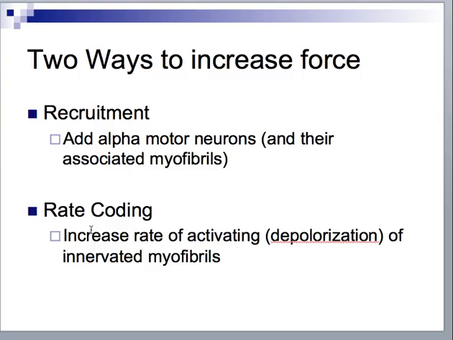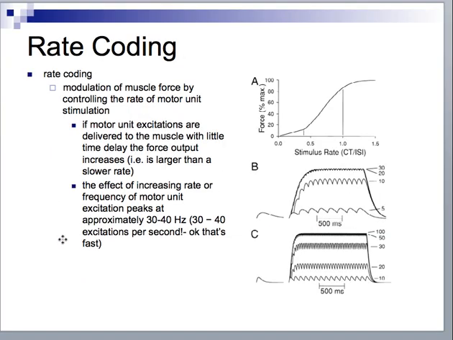So we want to talk about those two things, and we're going to call them one, recruitment, where additional alpha motor units are recruited, and then rate coding, which is the other alternative where you recruit one at a faster rate. So we'll start with rate coding, and essentially we want to focus on, in this graph to the right, we see the top graph is the force output on the Y, and then the stimulation rate on the X. And so as we go to the right, we have increasing rates.